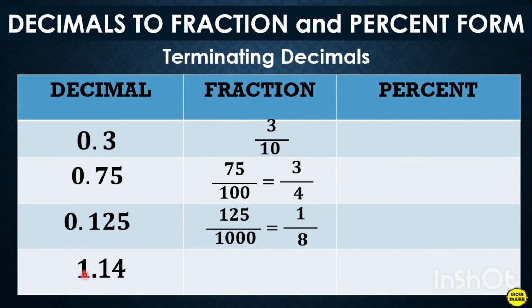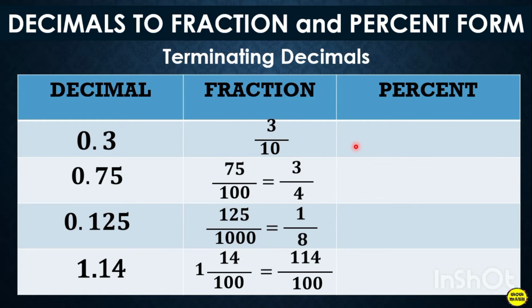And then we have here, what if we have a whole number? So we have the decimal number and the whole number. So this is 1, and this one, 14 over ones, tens, hundreds, 14 over 100. Or you may express this as 114 over 100. That is also possible. Or 1 and 14 over 100. And then we can still reduce this to lowest term. So, 1 and 14 over 100, you may still express this as 1 and 7 over 50. That is also possible.